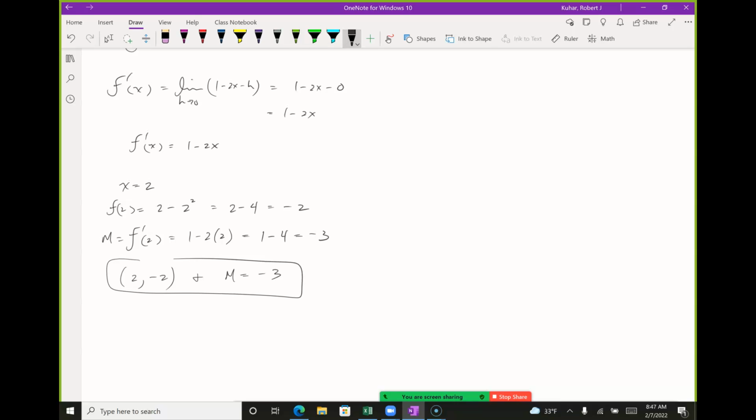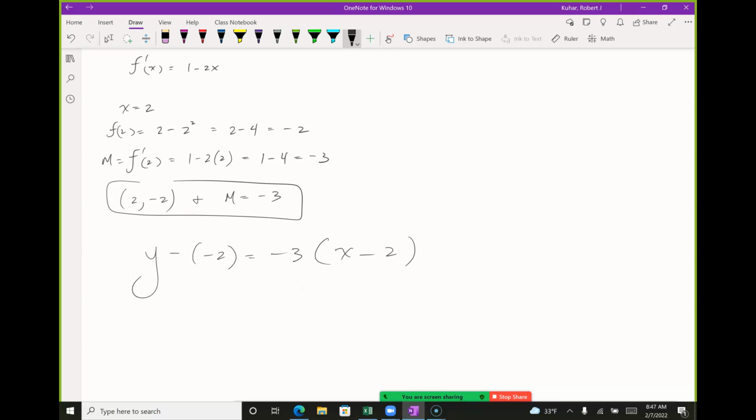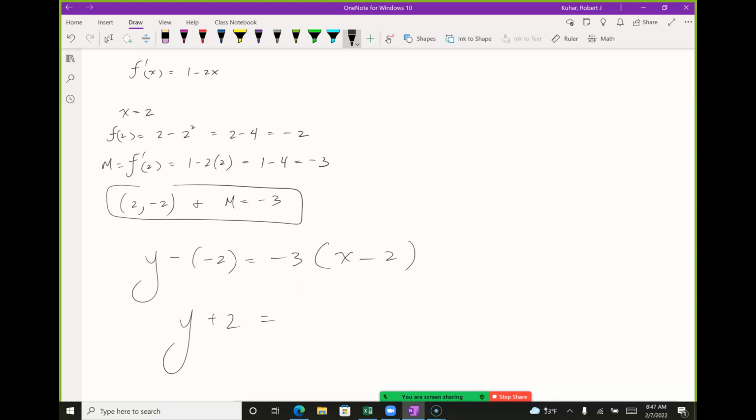Good. So the equation of my line is y minus a negative 2 equals negative 3 times the quantity x minus 2. y plus 2 equals negative 3x plus 6. y equals negative 3x plus 4. Please make sure you get the same thing as me. Once I get a couple of confirmations there, don't just copy mine, do it yourself.